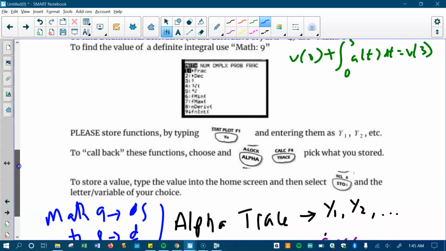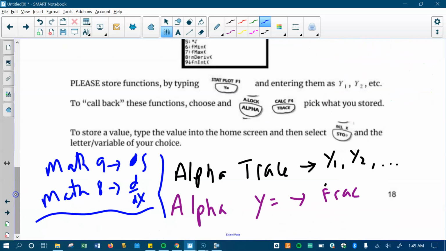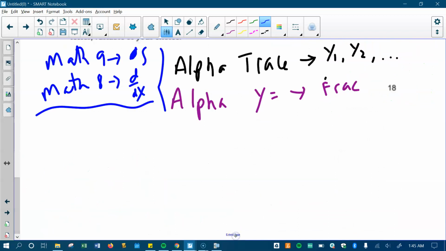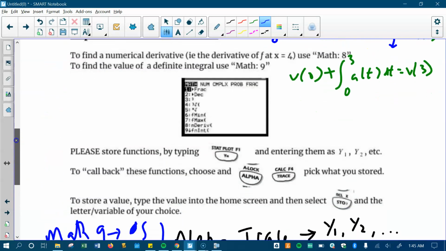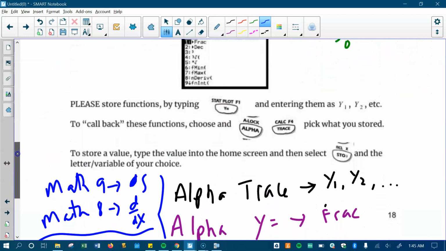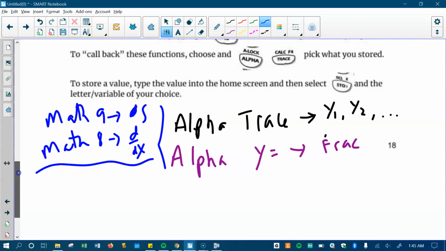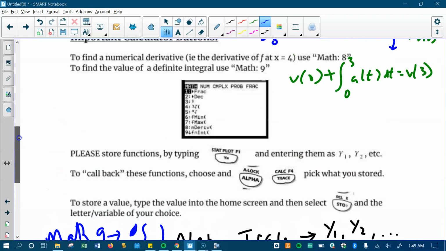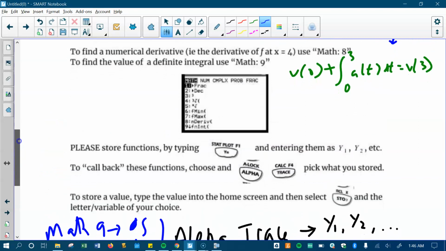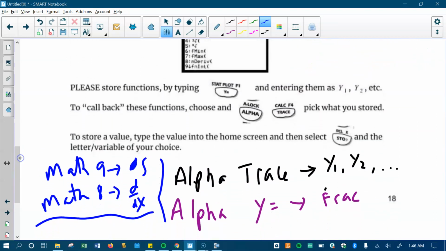Let's see, what else do I want to tell you here about the calculator? The reason I wanted to do this one is because I like teaching the kids the calculator tricks. Let's see. I believe that's it. Yep, I'm going to leave it at that.